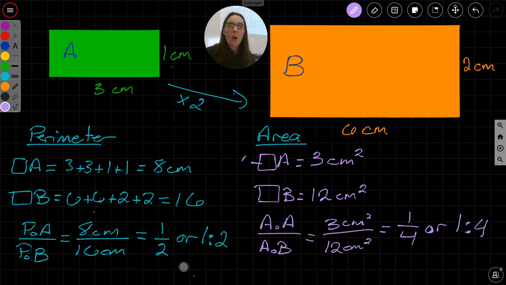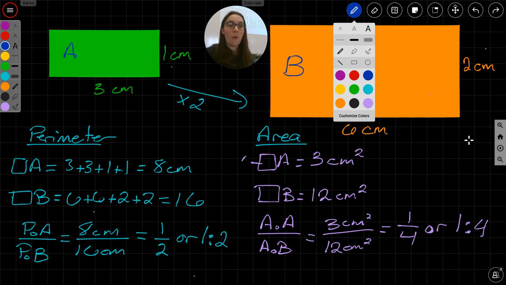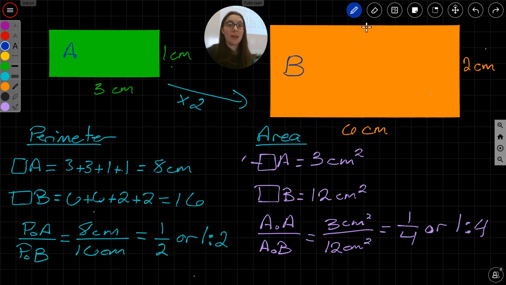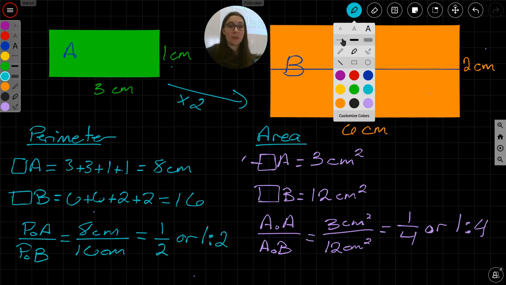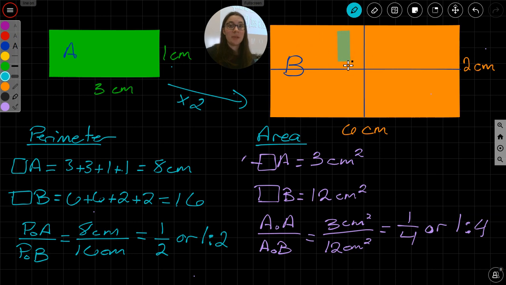And you can kind of tell why that would be. So if I drew haphazardly here my first rectangle, and they're not to scale, so let's use the straight line tool. Let's say my length is doubled, right? So I can just cut my length in half here. And my width is doubled. So I can just cut my width in half here. This bit here that I'm just putting an X on was my original rectangle.